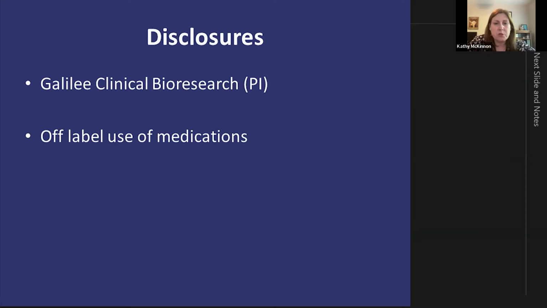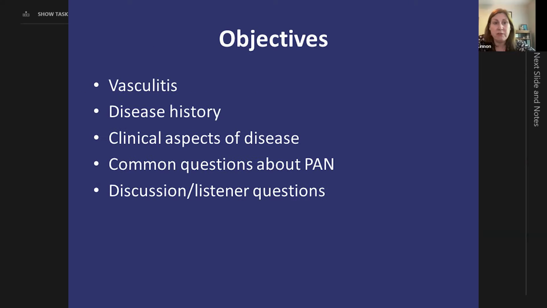So I have a couple disclosures regarding this talk. One is I'm a primary investigator for an upcoming study, and we'll talk a little bit about some of the treatments later on. And as we often do with vasculitis, we do talk about off-label use of medications, meaning that we use drugs that are not approved by the FDA for the diseases we treat, but with rare diseases, that's more common than not.